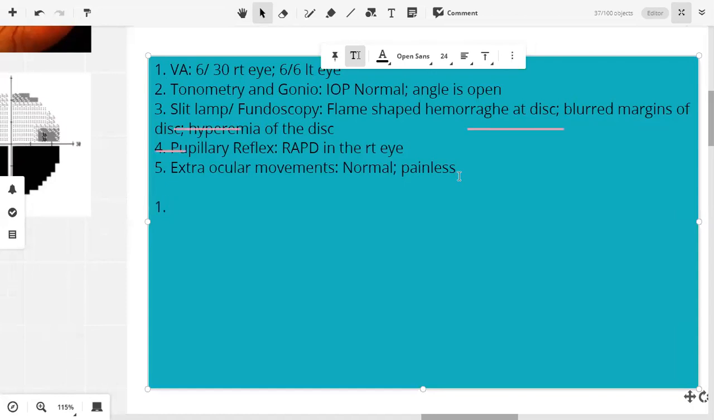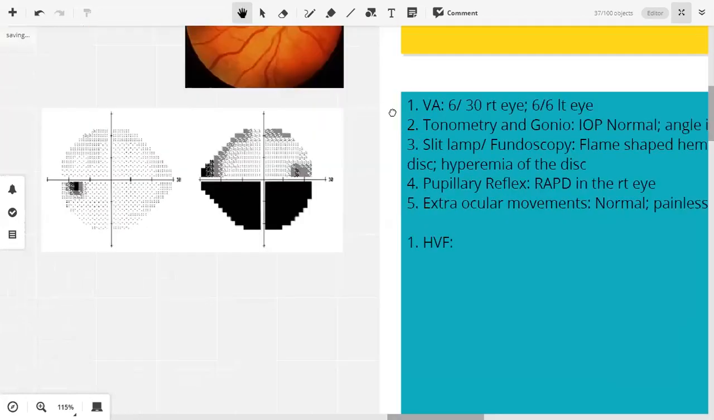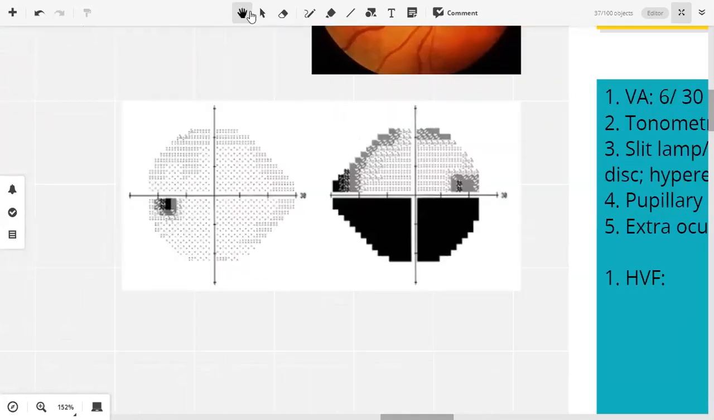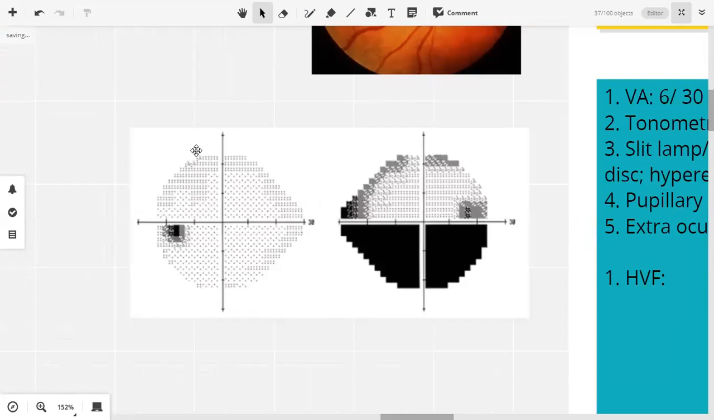Which investigation is that? Perimetry. Perimetry, right? This is Humphrey's visual field. So when we perform a Humphrey's visual field or a perimetry of this patient, this is what we are seeing.